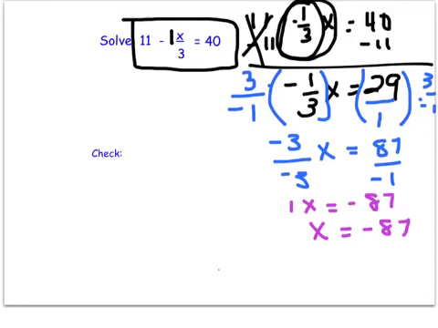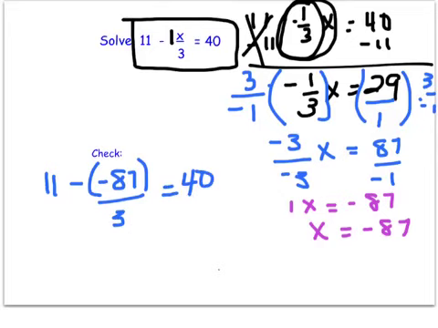Okay, I'm going to see if you guys can go ahead and check on your own. So wherever you see x, right here, you're going to put negative 87. So to start, you're going to write 11 minus, what was x? It's negative 87 over 3 equals 40. So you guys go ahead and do that, and when you're finished, you know what to do. Raise your hands, give a little clap, and we will come check it.